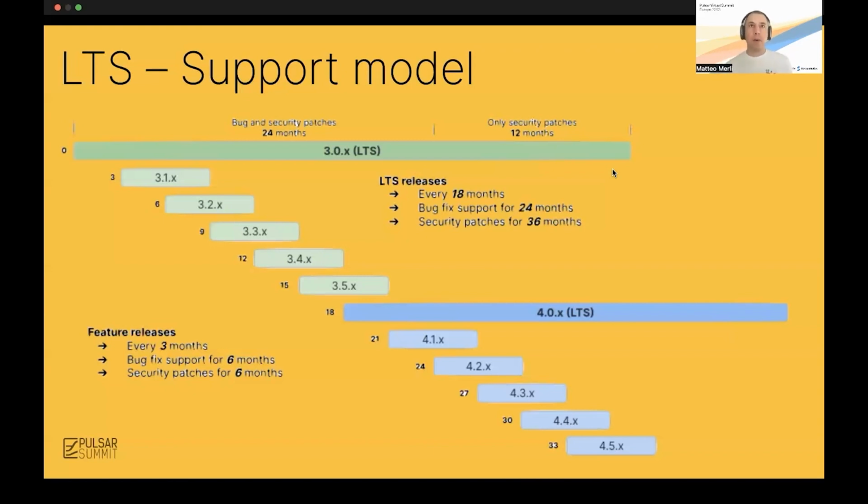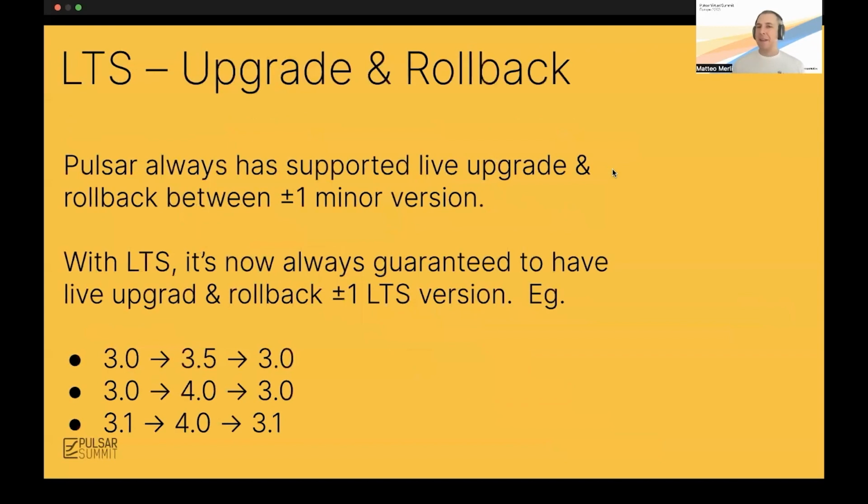The other point of the LTS is to also give a longer path for upgrade and rollback. I think this is an often misunderstood feature and guarantee that Pulsar has provided. So we always have provided guaranteed live upgrade and rollback between minor versions. What does that mean, live upgrade and rollback? We always guarantee that you can do a live upgrade with no downtime between any minor versions. So you can go from 2.6 to 2.7, 2.7 to 2.8, and so on.